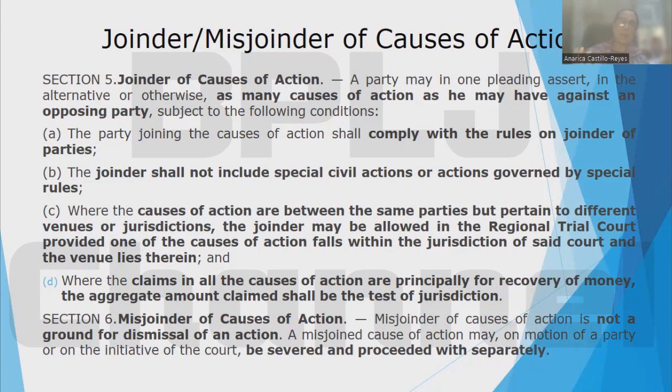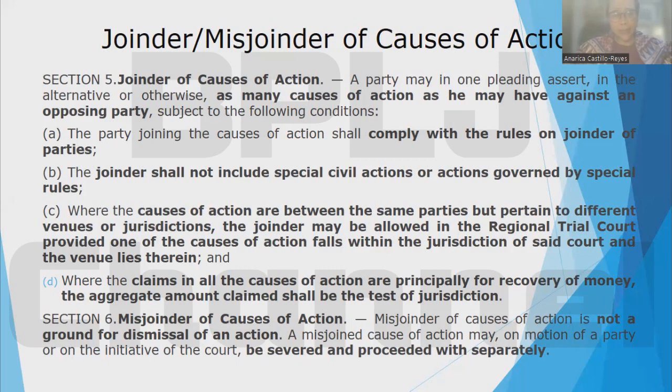So if they pertain to different venues or jurisdiction, like for example, one is cognizable by the MTC, while the others pertain to the RTC, now, there can be a joinder, provided that it is in the regional trial court. So you cannot have the joinder in the MTC if one of the causes of action that are joined is in the jurisdiction of the regional trial court. And last, where the claims in all the causes of action are principally for recovery of money, the aggregate amount claimed shall be the test of jurisdiction. So the totality rule.